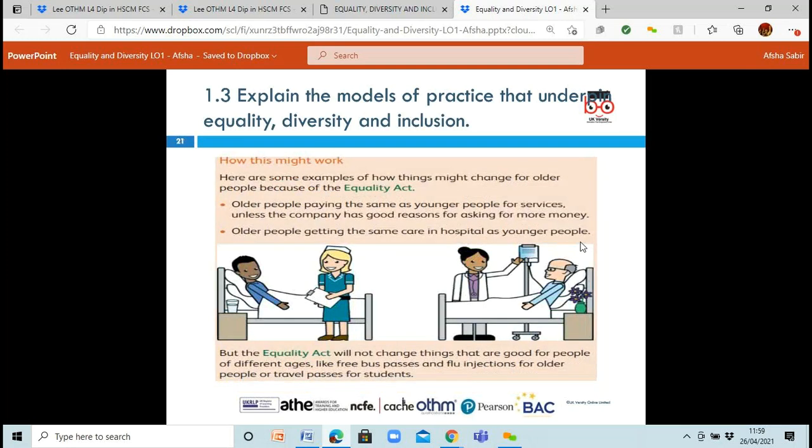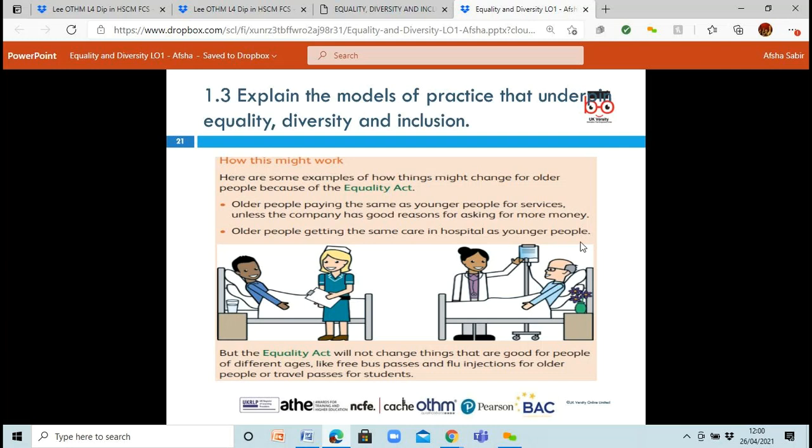We've got one more example of how the Equality Act works. For example, older people and younger people paying. Within the NHS there are free services, but if there are some services that are being paid for, they're going to be paying the same amount as each other. They're not going to say you pay more because you're older, or you're more at risk and can pay less. Older people get the same care in the hospital as younger people, just to make sure that regardless of their age, they're getting the same sort of equality.